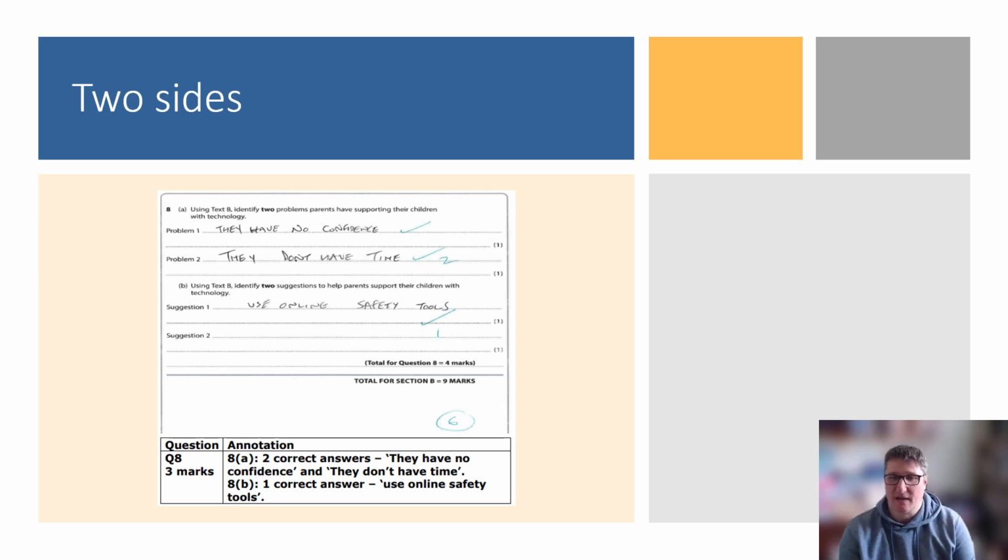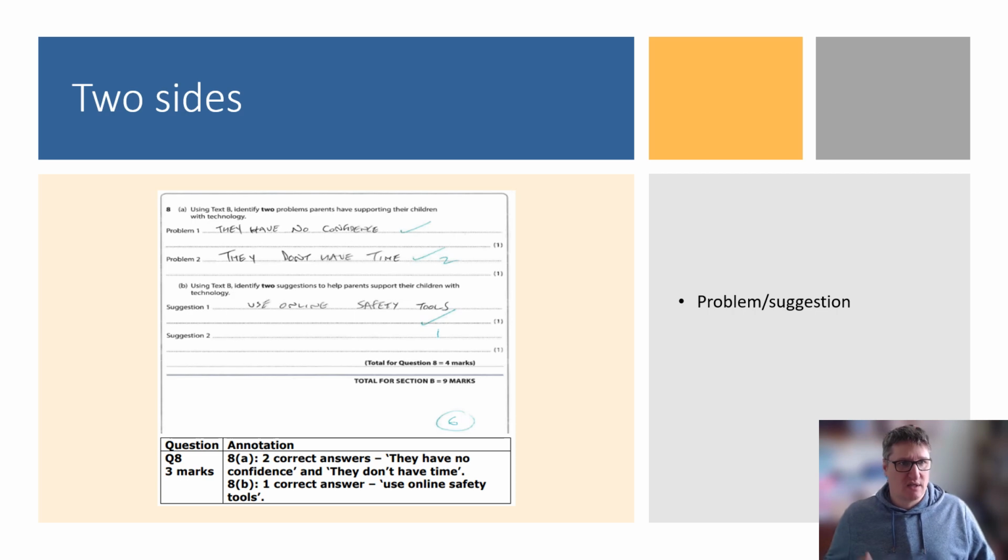Question 8, we're about halfway through now. Question 8 is all about two sides of an argument. So you get 4 marks. This is quite a big mark one, so take it seriously. It's also one where people often fall down. So you might have, as here, a problem and suggestion. Using text B, you're only looking at one text. Identify 2 problems. How many problems? Quite right. Well done, Mike.